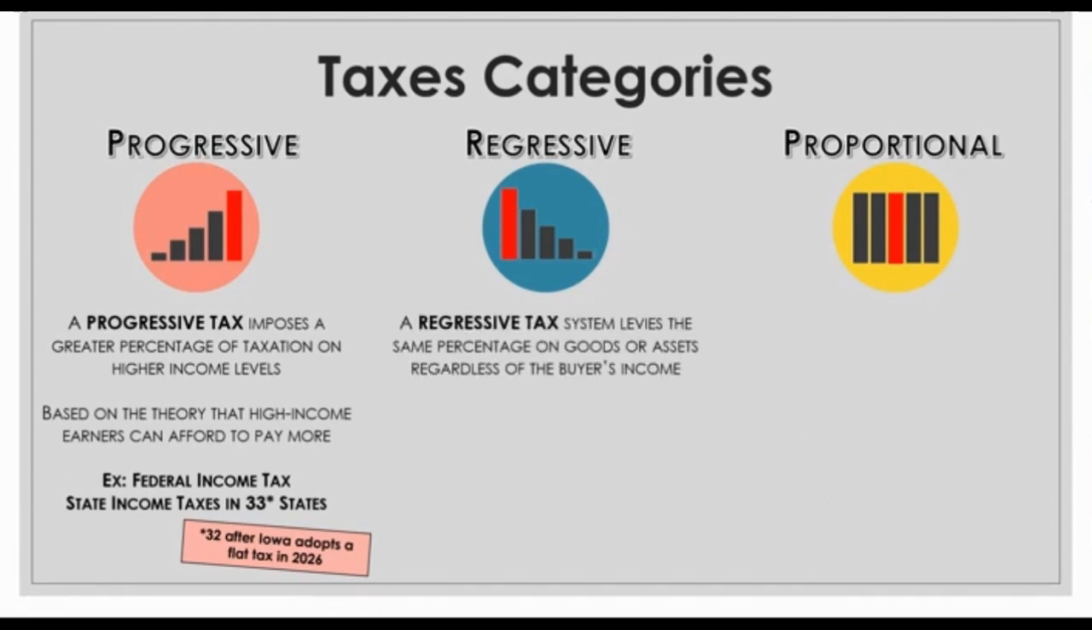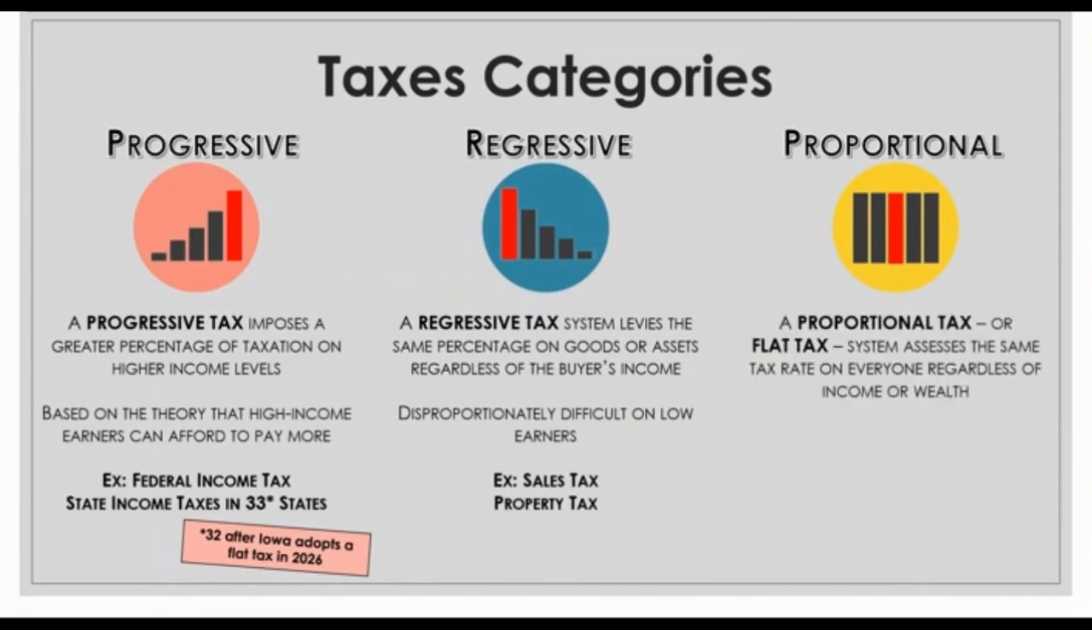A regressive tax is harder for low income earners. Okay. So this puts the same percentage of tax on everybody, regardless of their income level. All right. And so, as I said, it's disproportionately difficult on low income earners. Okay. So like a sales tax, all right, property tax, these would be examples of regressive taxes. Now, one type of regressive tax is a proportional tax. This is called a flat tax.